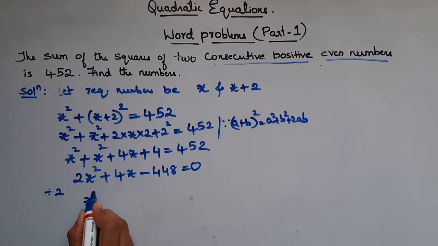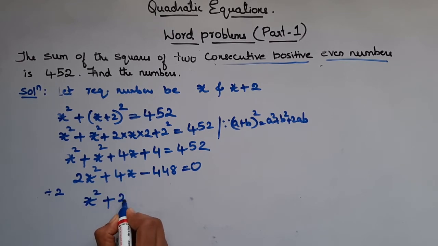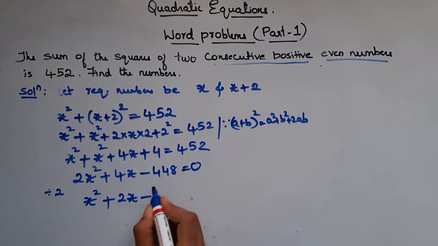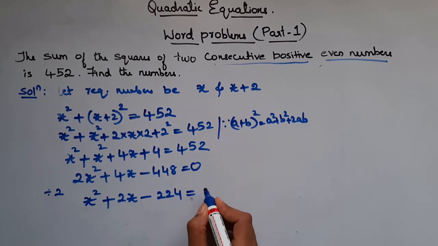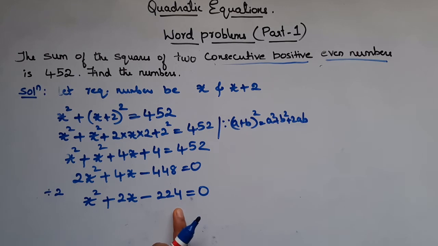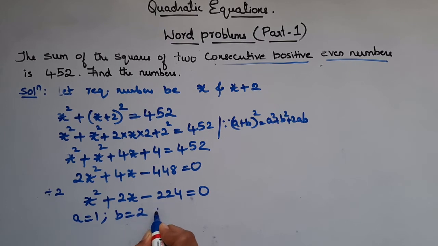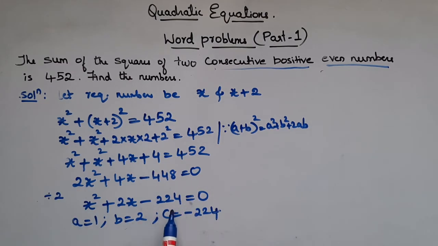Here x square plus 2 2s are 4, minus 2 2s are 4, 2 4s are 8, which is equal to 0 by 2 is 0. So now we got a quadratic equation which is in standard form, where a is equal to 1, b is equal to 2, and c is minus 224.